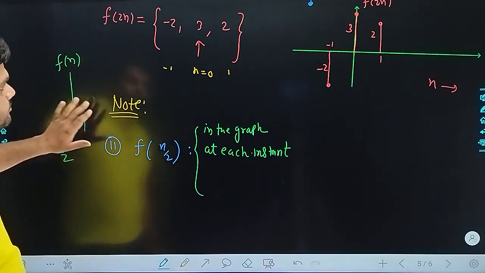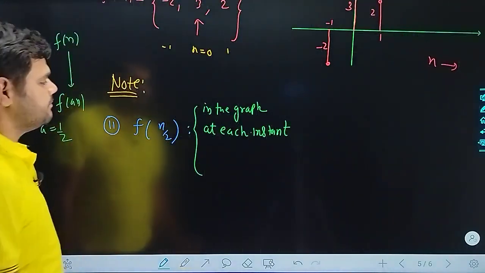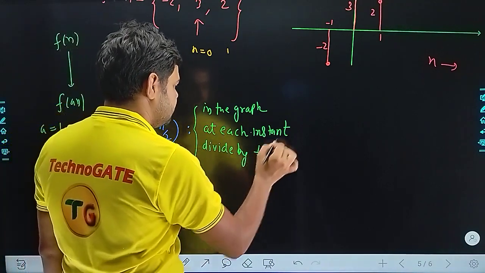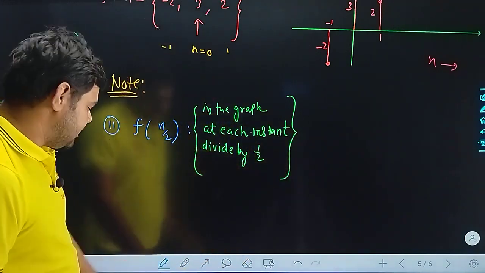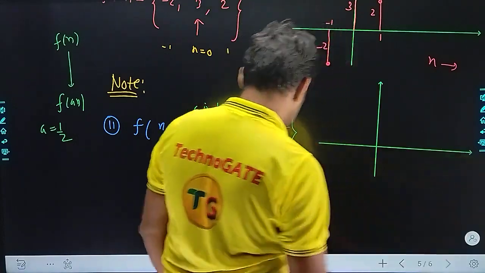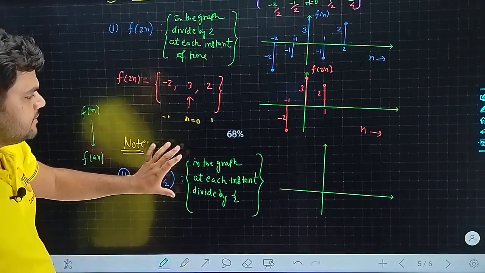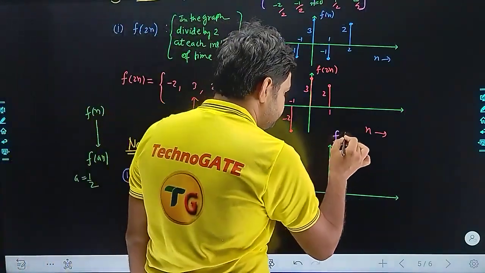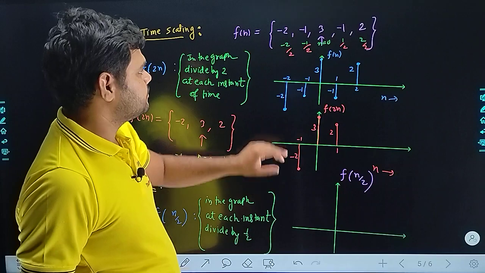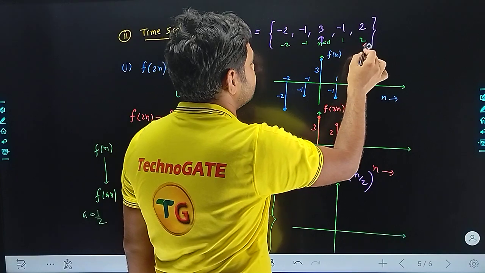If you divide by a here, you will say simply divide by 1 by 2, or another way you can say multiplied by 2. Obviously it's the same thing. That's what we have done in the continuous scale also. I'm just hoping that you all have revised that as well. Now let's reach to f of n by 2. Every instant will be divided by 1 by 2, which means in other words it is getting multiplied by 2.